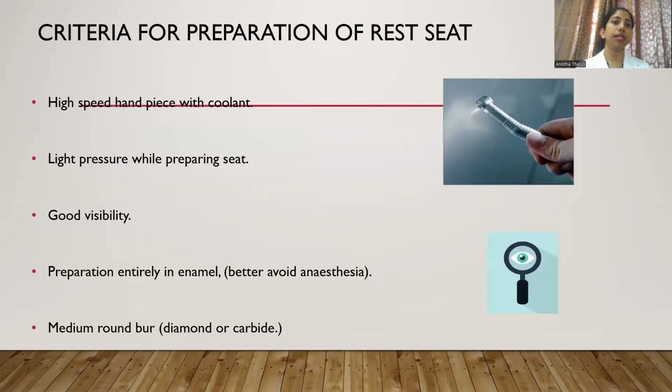Next, we have criteria for preparation of rest seat. For the preparation, we need a high-speed handpiece with a coolant, and we can also use a medium round bur. A light pressure is usually applied while preparing the rest seat, and good visibility should be ensured. Preparation is entirely in the enamel.